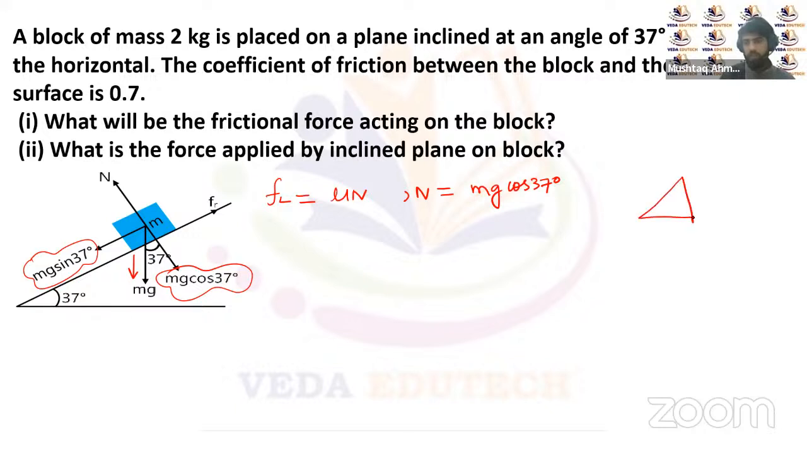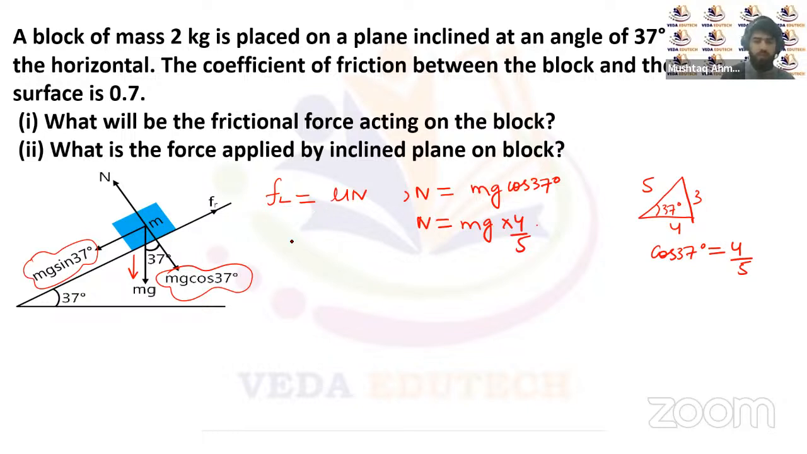We know that if this angle is 37 degrees, then the sides will be 3, 4, and 5, right? Then cos 37 degrees will be equal to 4 upon 5. So we can replace the value of cos 37 degrees by 4 upon 5. That will be mg times 4 upon 5, and this is the value of the normal reaction.